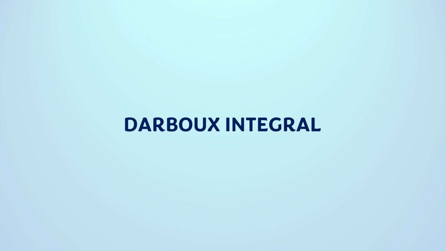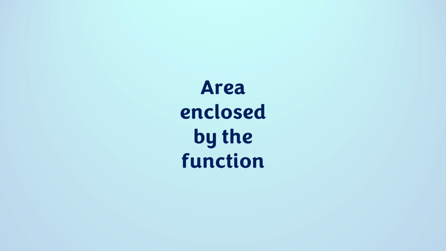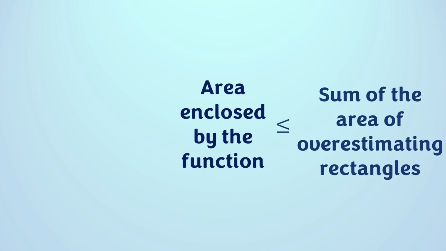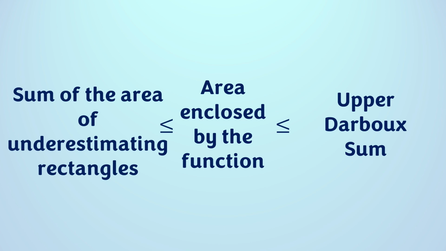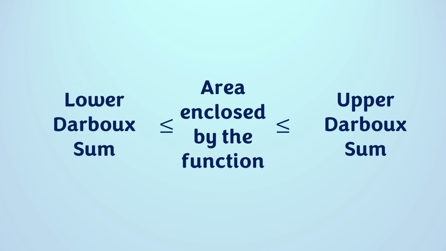The Darboux integral works by trying to place bounds upon the area enclosed by the function. First of all, by providing an upper bound by using the area of some rectangles that overestimate the area. We call this the upper Darboux sum. And then also we try to place a lower bound on the area of the function by using some rectangles that underestimate the area of the function. We call that the lower Darboux sum.